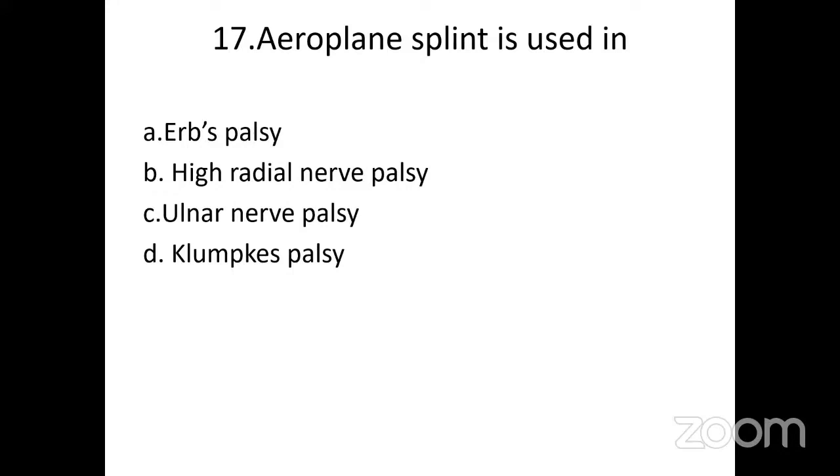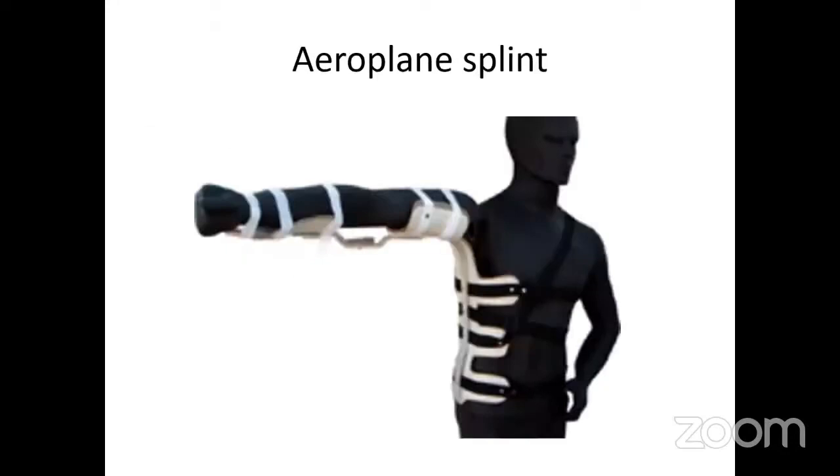In claw hand, what happens? The MCP joint will be extended, and the IP joints will be flexed. So in knuckle bender, you keep the MCP joint in 90-degree flexion and IP joint in extension. Here you can see the aeroplane splint where you keep the shoulder in abduction, especially in Erb's palsy. The C5-6 root is involved in Erb's palsy, and Klumpke's is actually C8-T1. The patient will have a claw hand in Klumpke's palsy.